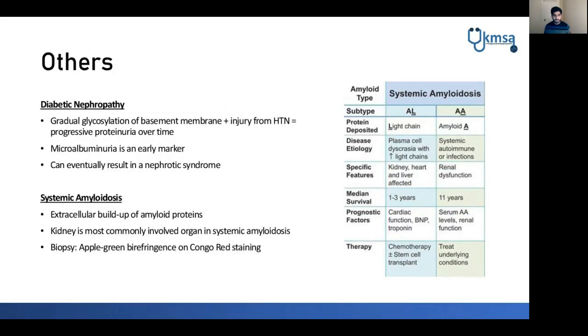time. So usually this is picked up early as microalbuminuria. If you ever go to a diabetic clinic, you'll know they test for this to try and predict it coming on. And it can eventually get so bad that you lose enough protein to go into nephrotic range proteinuria.